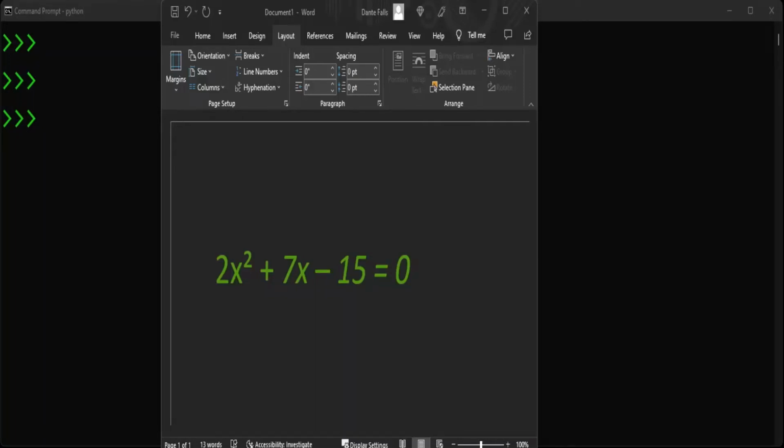Today I've got another equation for us. This one is a quadratic equation. It goes to the second power, and we're going to use Python to solve it. Let's get right to it.